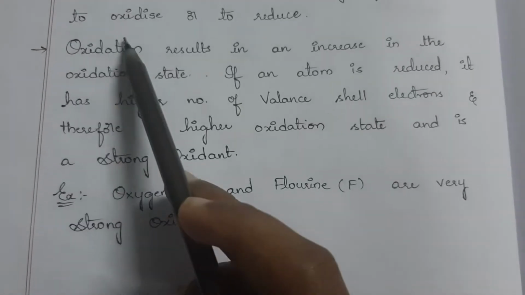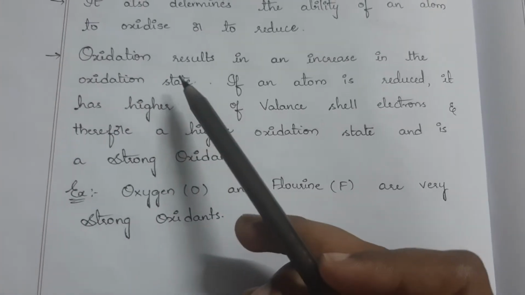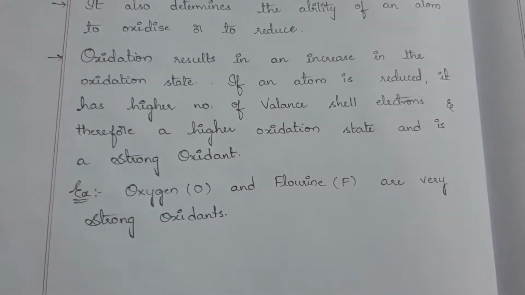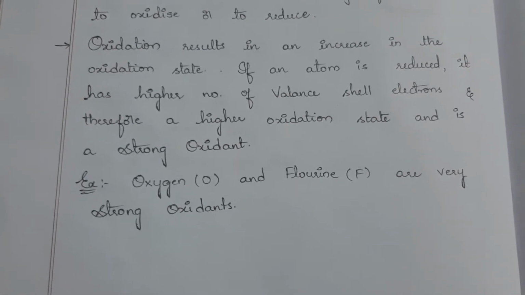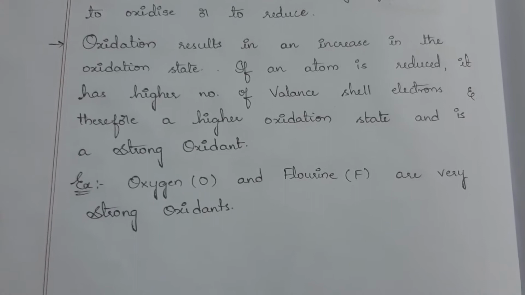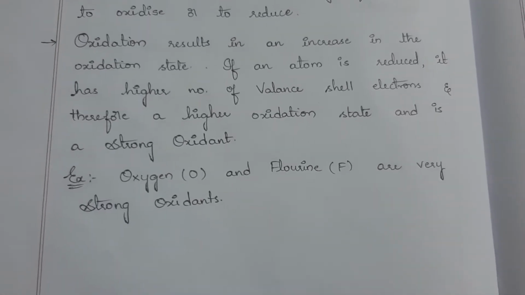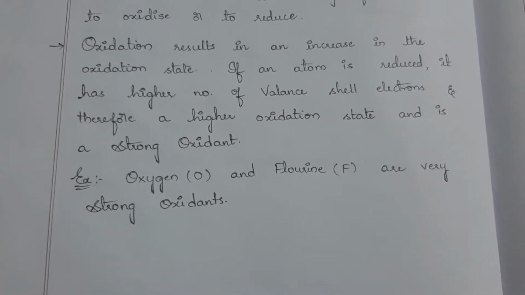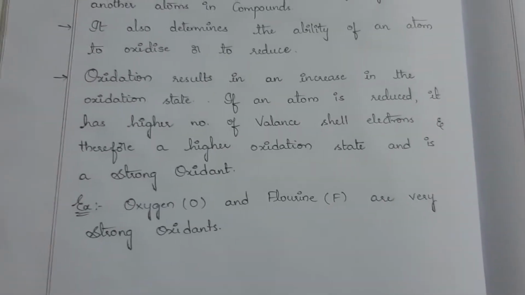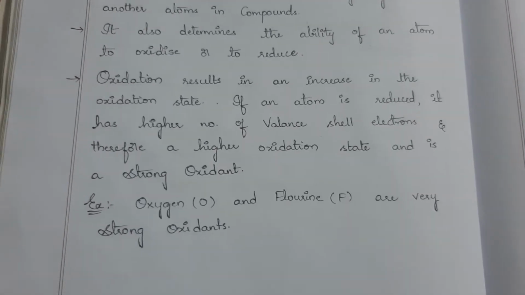Here the process of oxidation results in an increase in the oxidation state. That means the process of reduction results in a decrease in the oxidation state. If an atom is reduced, it has a higher number of valence shell electrons and therefore a higher oxidation state, and is a strong oxidant. For example, oxygen and fluorine are very strong oxidants.